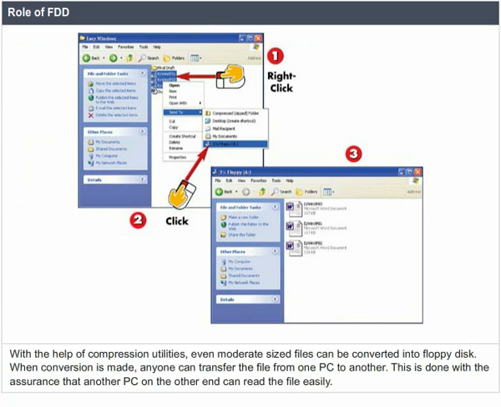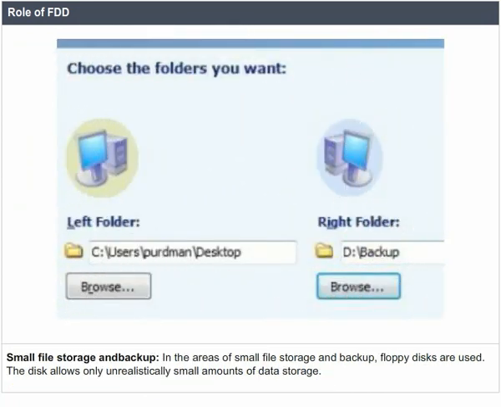With the help of compression utilities, even moderate-sized files can be converted into floppy disk. When conversion is made, anyone can transfer the file from one PC to another. This is done with the assurance that the PC at the other end can read the file easily. Small file storage and backup. In the areas of small file storage and backup, floppy disks are used. The disk allows only unrealistically small amounts of data storage.